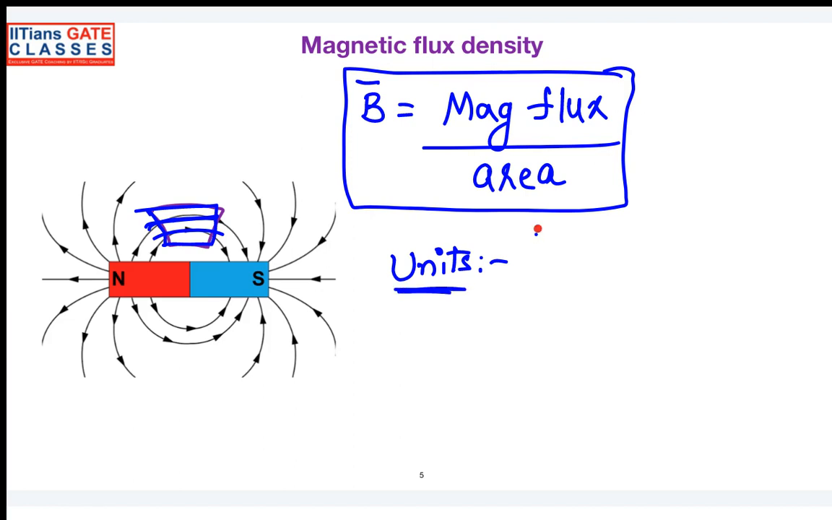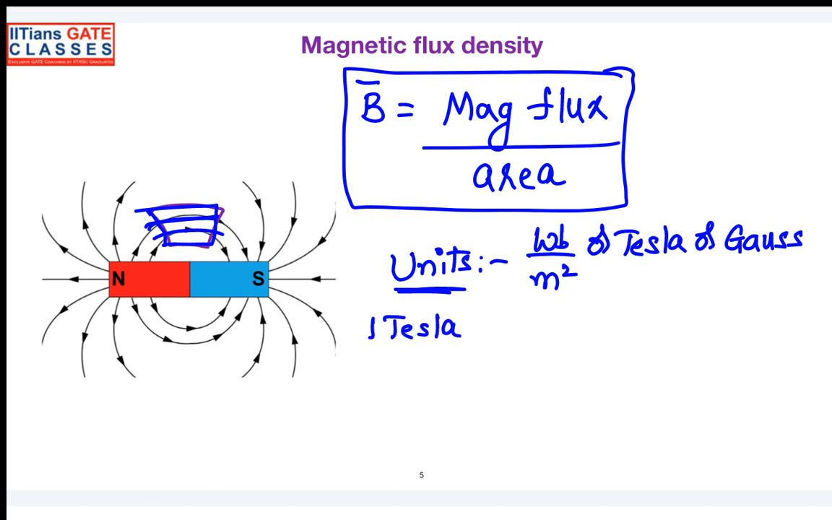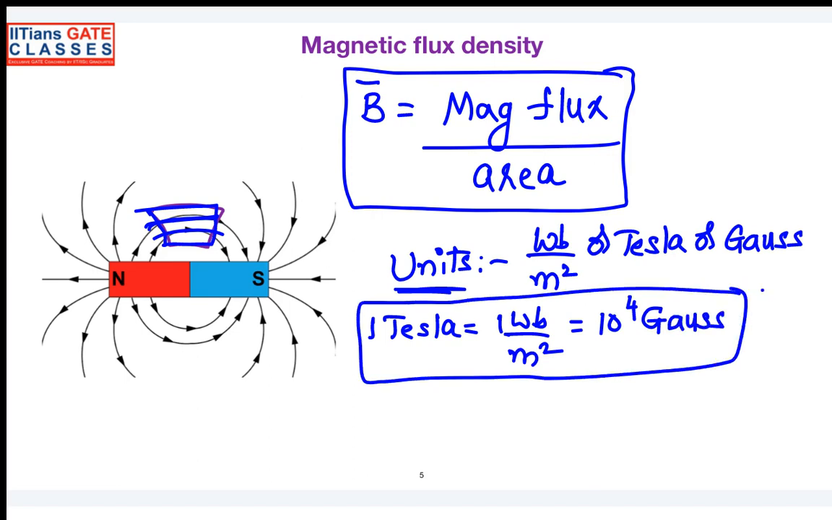So the unit of magnetic flux density will be Weber per meter square. This is also called Tesla. Or sometimes there is another unit for magnetic flux density, which is Gauss. So I was giving the relation here: 1 Tesla is the same as 1 Weber per meter square, which is the same as 10 to the power 4 Gauss. So this is the relation between all these three. You can remember this. That is a conversion.